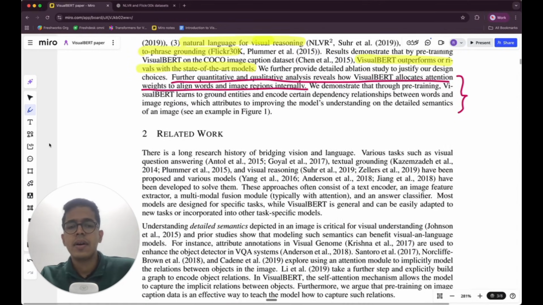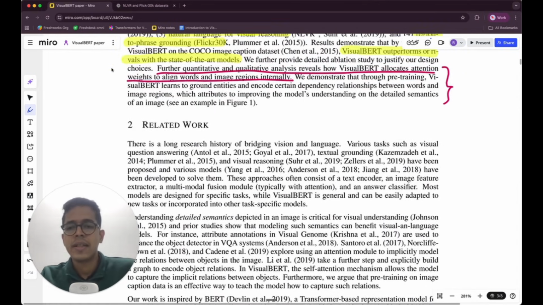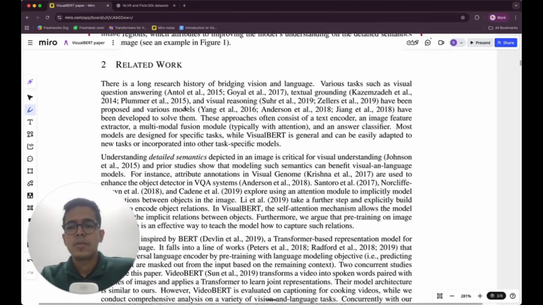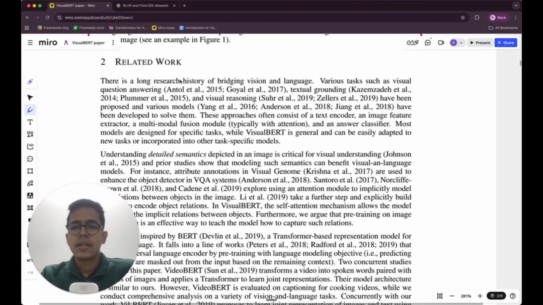So now let's move on to section 2. Everything in this part will make sense when you read once. It's basically saying that the grounding is happening between vision and text, and that representation itself changes from layer to layer. Okay, now let's move on to section 2, related work. There is a long research history of bridging vision and language. Various tasks such as visual question answering, which is VQA, textual grounding, and visual reasoning have been proposed, and various models have been developed to solve them.